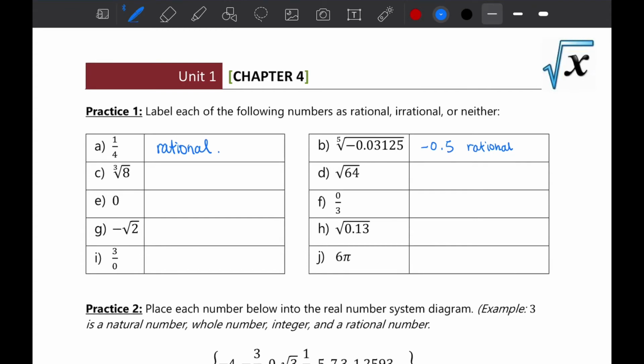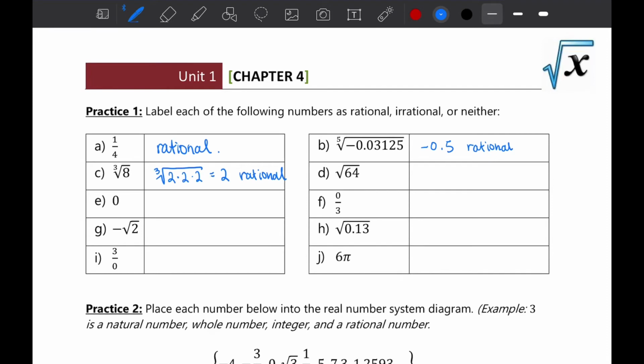Part C, cube root of 8. It can be rewritten as cube root of 2 times 2 times 2. This just simplifies to 2. So 2 is a nice whole number, or you can call it a natural number, which would be included in a rational number.